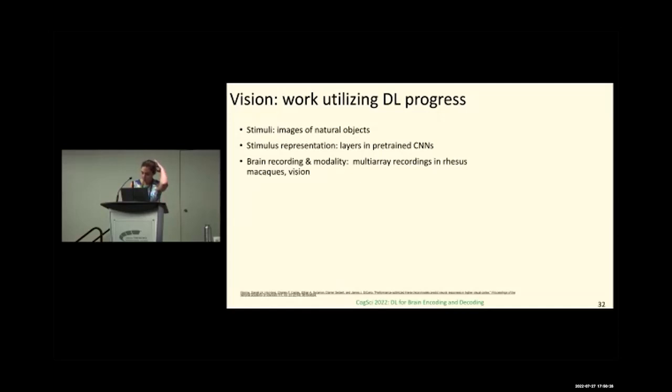Great, so I'm going to highlight four works. One work is a very classic work with deep learning, which is one of the first works that showed this correspondence between intermediate layers of a network and brain recordings. Though these recordings were from macaques during viewing of natural object images. So this is from Danny Emmons and colleagues.